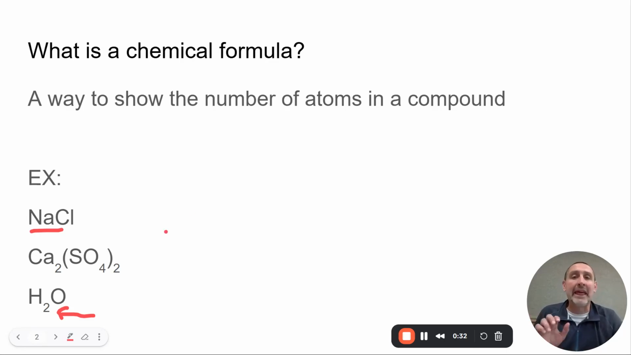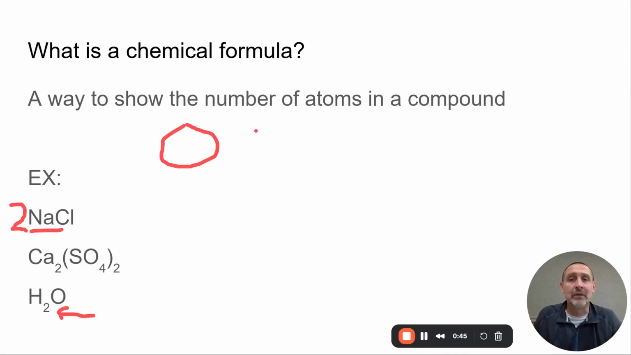What about a coefficient? So if I put a 2 right here, what that means is I have 2 sodium chlorides. I have 2 Nas and I have 2 Cls. So I have 1 sodium chloride molecule here and I have 1 sodium chloride molecule there.